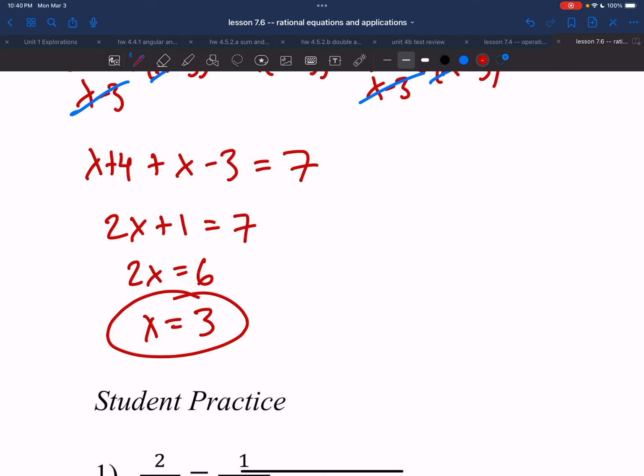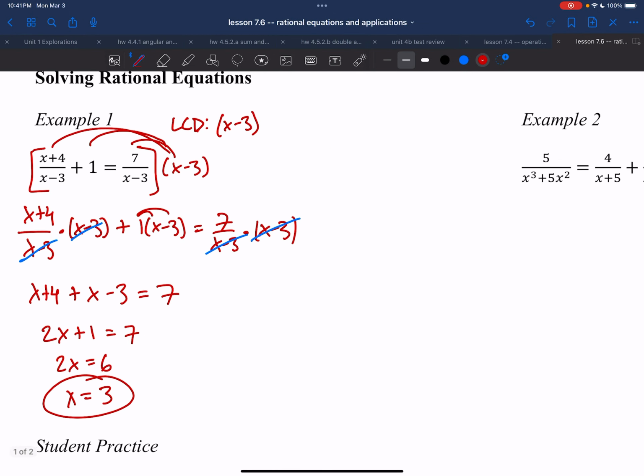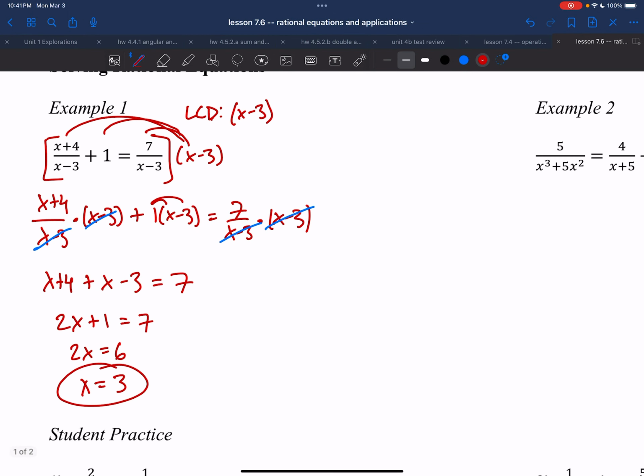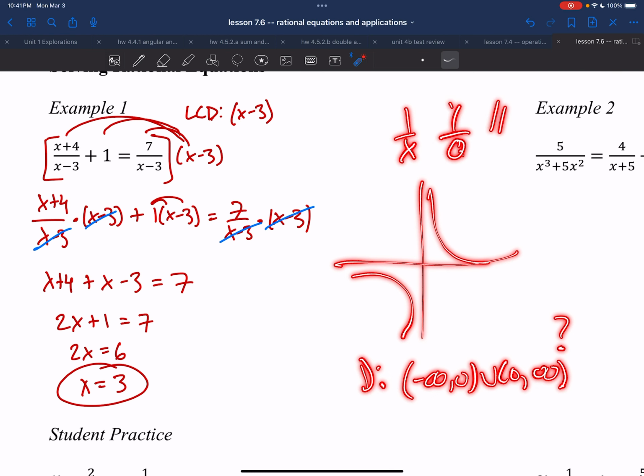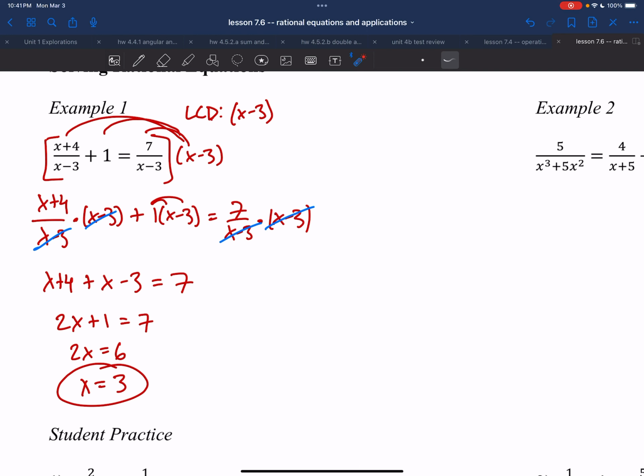Except, have I? There's something I haven't talked about yet, and I did this intentionally. The thing about rational functions: if you think about 1 over x, this function looks like this. What's its domain? Well, it's all real numbers except 0. Why is that? Because 1 over 0, a number divided by 0, is undefined. So this function isn't defined at 0.